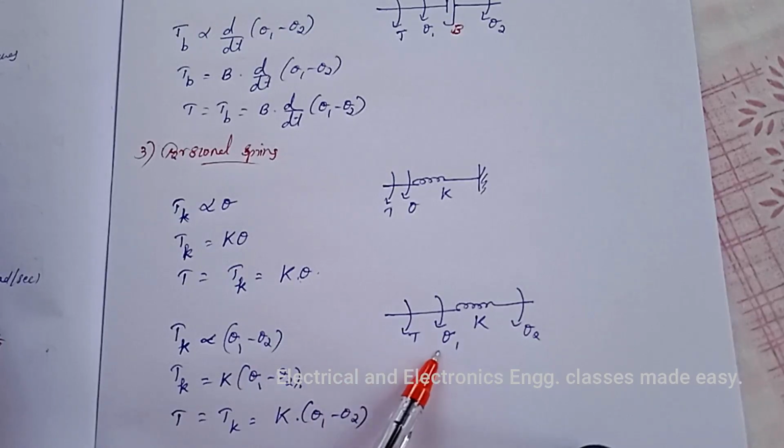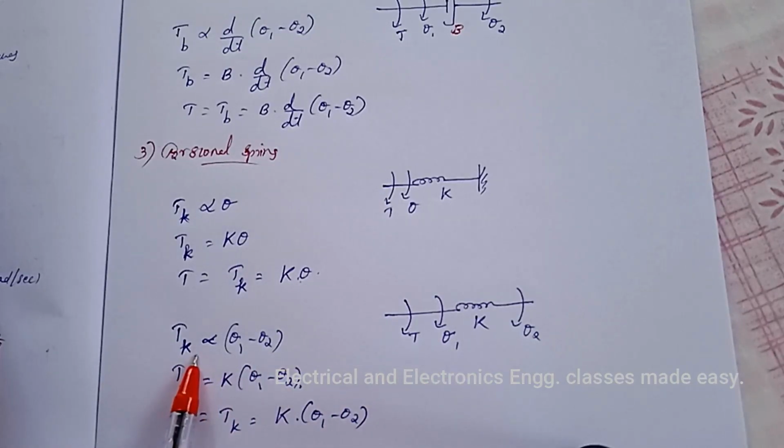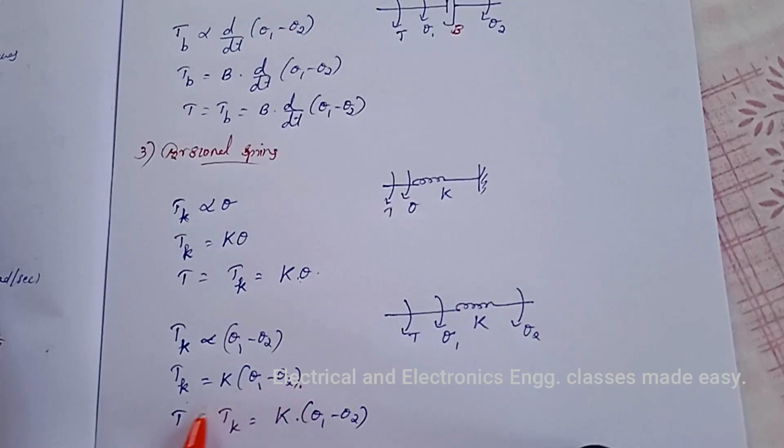When the spring has angular displacement at both ends, the opposing torque is proportional to the differential angular displacement, that is Tk is proportional to theta 1 minus theta 2, or we can write Tk is equal to K into theta 1 minus theta 2, and by Newton's second law T is equal to Tk is equal to K into theta 1 minus theta 2.